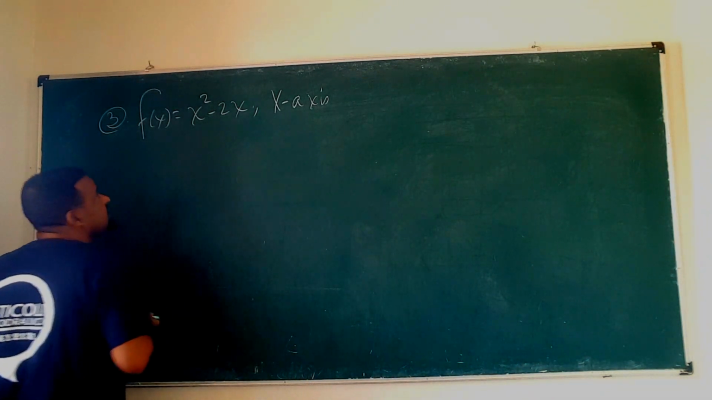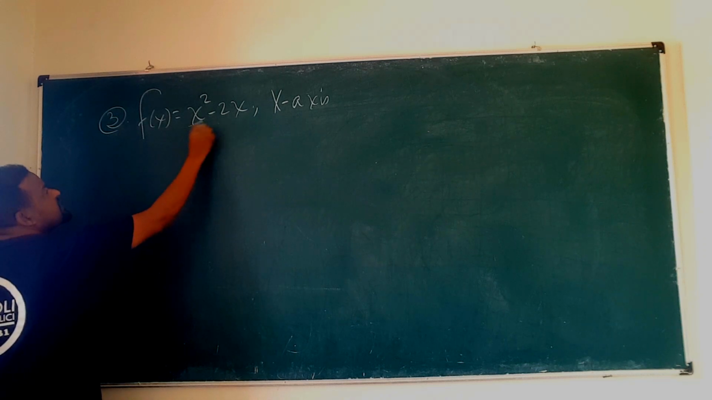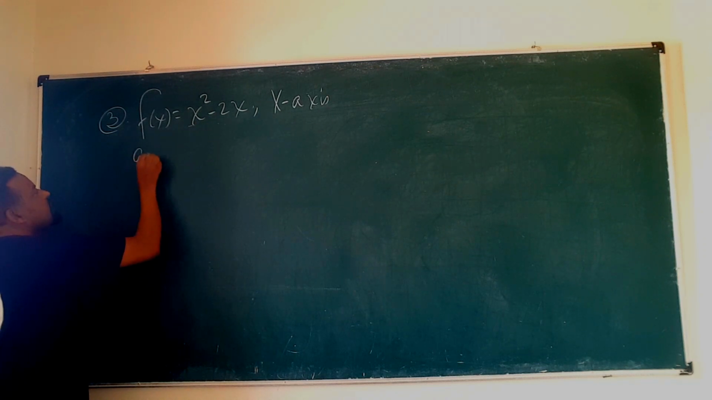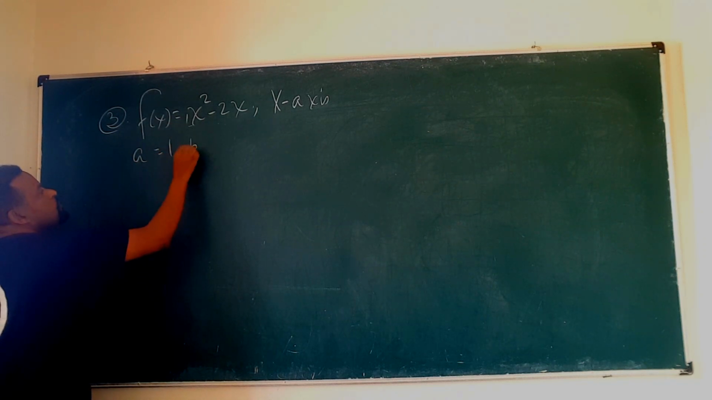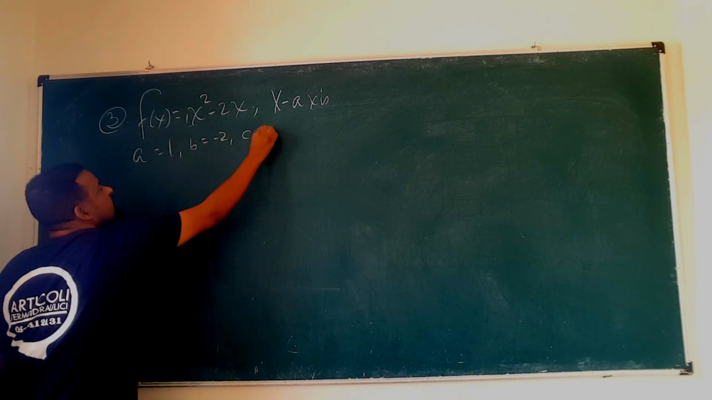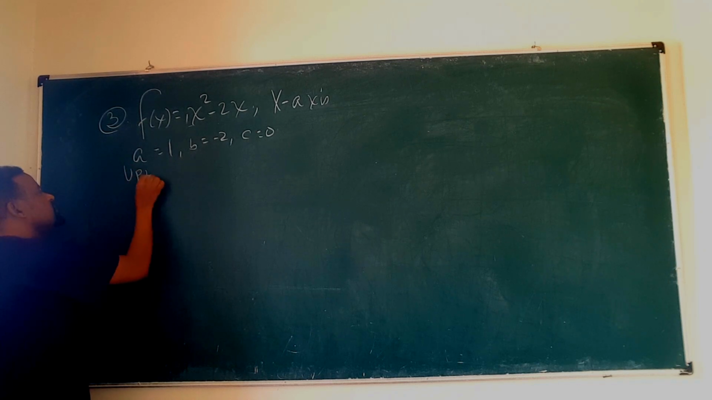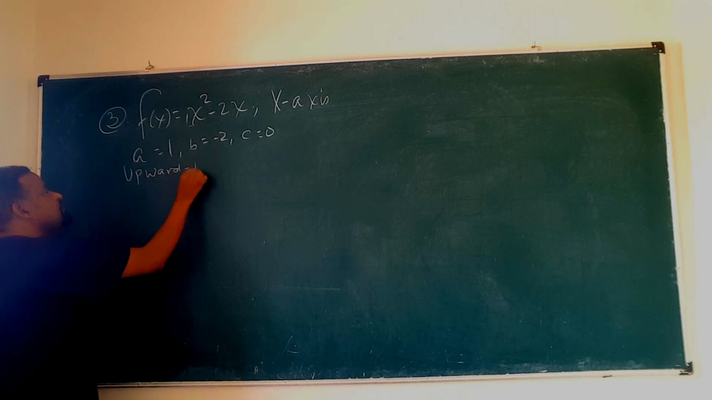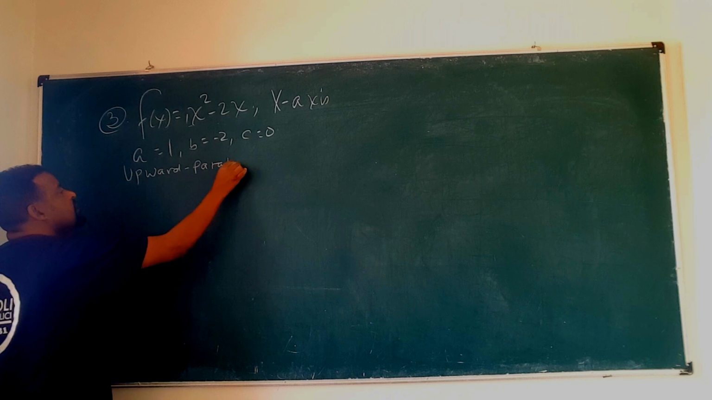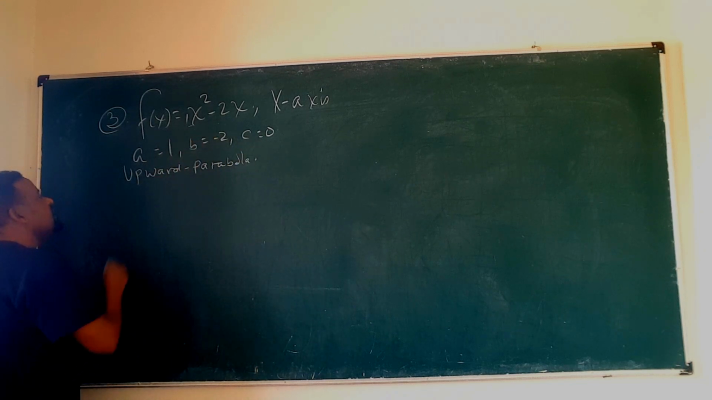So anyway, let's find this. So you know that this is a parabola. The parabola: A is what? A is 1. B is negative 2. And C is what? 0. So the parabola is an upward parabola, no problem at all. It is an upward parabola, okay? And the vertex is what?